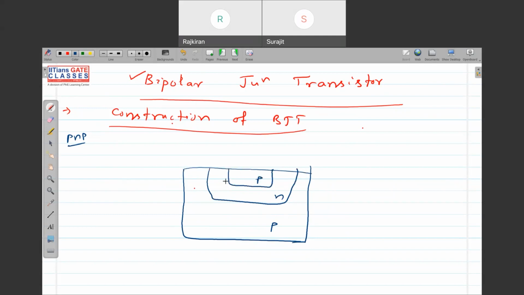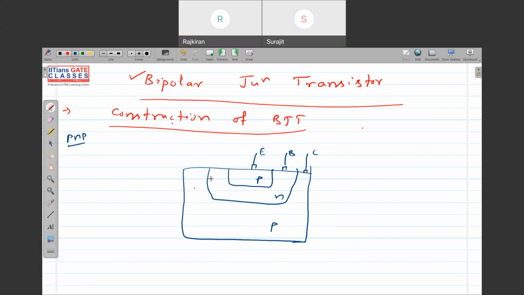This is the two-dimensional structure of a BJT, which has three terminals. This is called emitter, this is called base, and this is called collector. Right, Surajit?